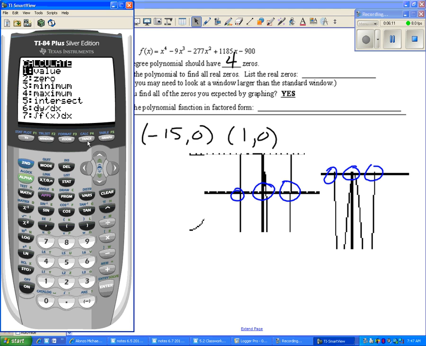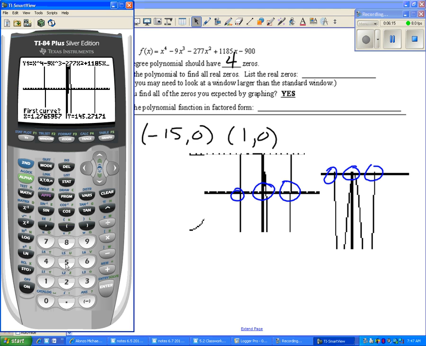Second trace to go to calc, I want number 5, intersection. First curve enter, second curve enter, go over to this other point and hit enter. And this is 3, 0.